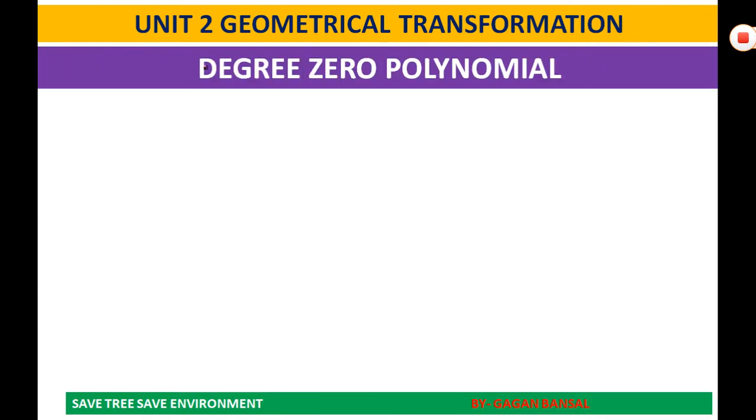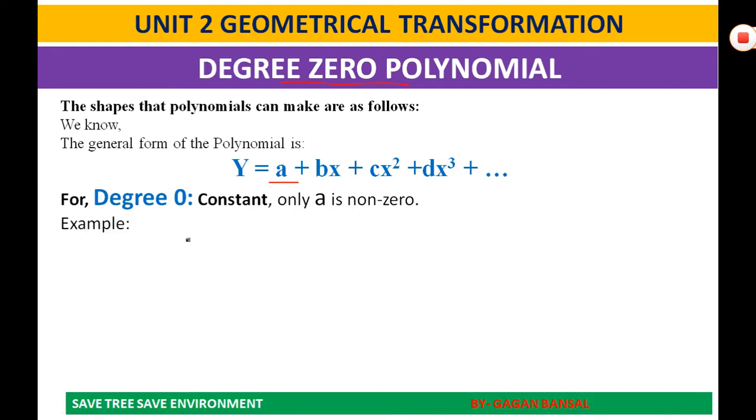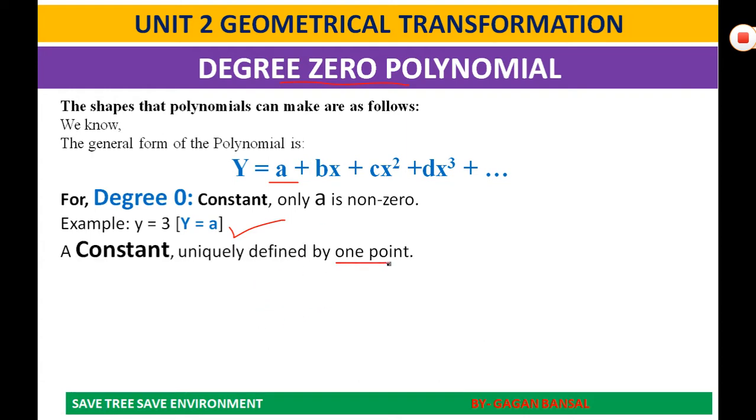First of all, the 0 degree polynomial. We know the general form of the polynomial is y equals a plus bx plus cx square plus dx cube and so on. So for a 0 degree polynomial, only the constant a is non-zero. Example, y equals 3. So it is an equation like y equals a. This kind of equation shows the 0 degree polynomial, a constant uniquely defined by 1 point.